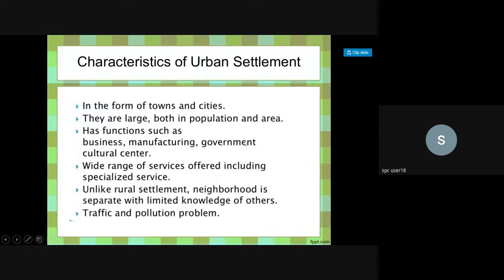What are the characteristics of an urban settlement? It's in the form of a town or a city. They're large, both in population and area. Then, just as I said in the earlier slide, functions are business, manufacturing, governmental activities, cultural centers, etc. And there is a variety of services that tend to be offered.